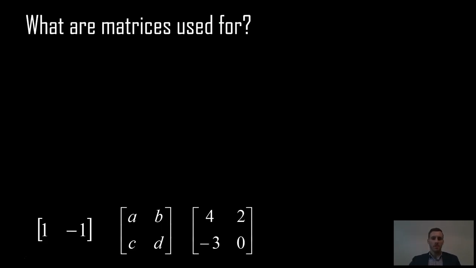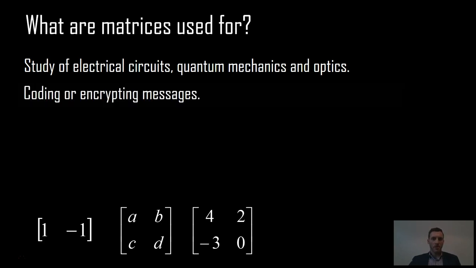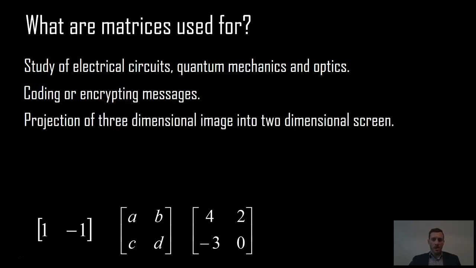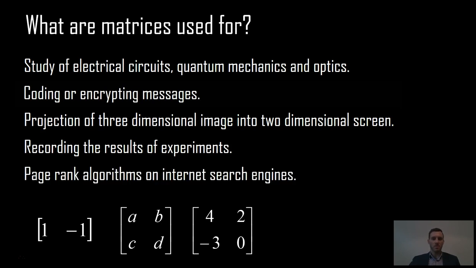There are a number of advantages to matrices that lead to their use in a wide range of fields, including but not limited to physics-related applications. Matrices are applied in the study of electrical circuits, quantum mechanics, and optics. Matrices and inverse matrices are used for programming and coding or encrypting messages. In computer-based applications, matrices play a vital role in the projection of a 3-dimensional image into a 2-dimensional screen. In many fields, matrices are used for recording the results of experiments, and matrices are used in the page rank algorithm of internet search engines, which are used in the ranking of pages, for example, in Google.